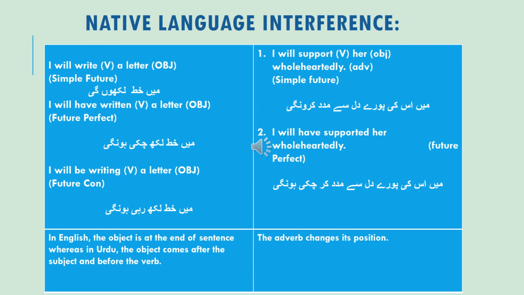SOV. मैं is the subject, khat is the object, and likhungi is basically the verb. The same way I will have written a letter and I will be writing a letter. So I have written information at the end. In English, the object is at the end of the sentence, whereas in Urdu, the object comes after the subject and before the verb.